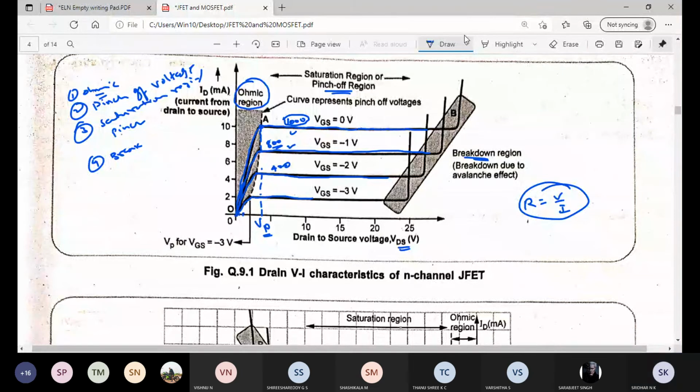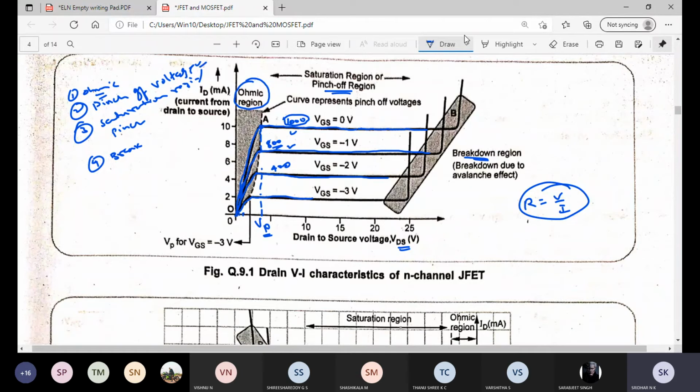Next, what is pinch off voltage? For VGS equal to 0, the point from where the current becomes saturated, what is the voltage at that point? That voltage we say as pinch off voltage. From that voltage onwards, the current becomes constant. The current goes to saturation. So that is called pinch off voltage.